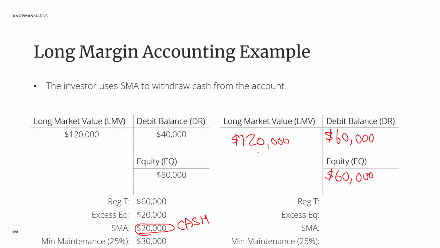So remember, the left side equals the right. So debit went up to 60. Our equity is 60. Reg T is 50% of the market value. So Reg T is 60,000. We don't have any excess equity because equity equals Reg T. We just used our SMA, so our SMA is 0. And minimum maintenance is 25% of the market value. Again, stock's going up here, so minimum maintenance has not really been relevant.